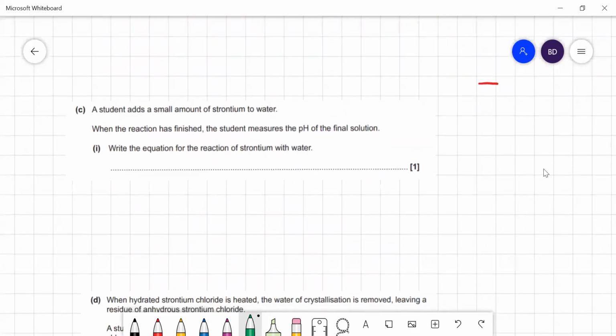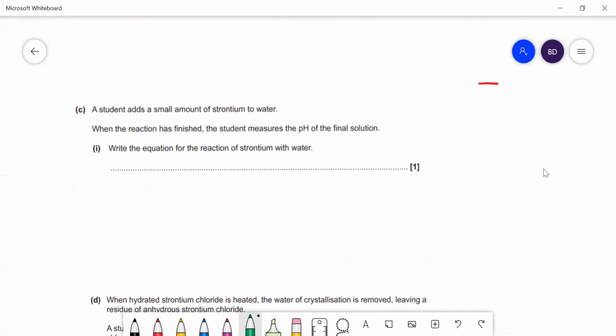Right, the student adds a small amount of strontium to water. When the reaction is finished, you measure the pH of the final solution. Write the equation for the reaction of strontium with water. So that's a straightforward recall question. All the group 2 metals except magnesium will react with cold water in this way, of course. It will give you strontium hydroxide and H2.